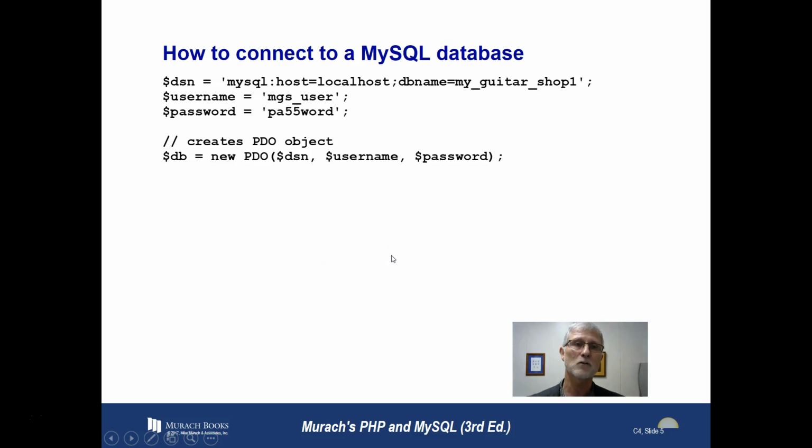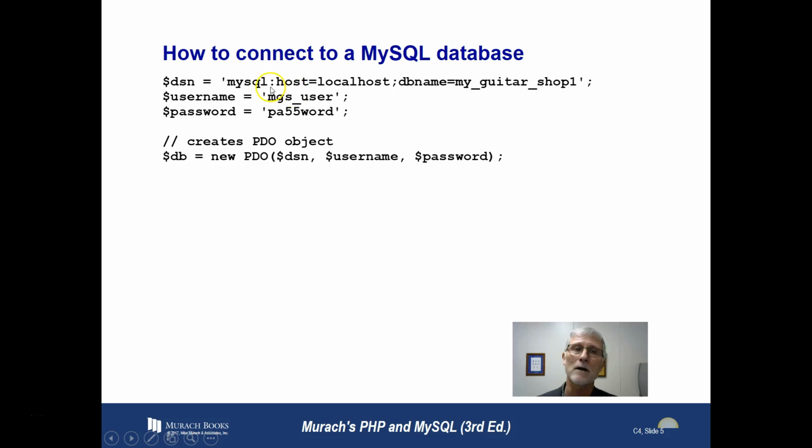So to give you a rough idea here, we're doing a MySQL, colon, host is what? Our host is localhost. That's, at least for our class, a local host. If you were working in a different location, you'd put in that host's location. And then what's the database name? I want to get to this database machine, and I want to get to this particular database, my_guitar_shop1. My username is mgs_user and the password.